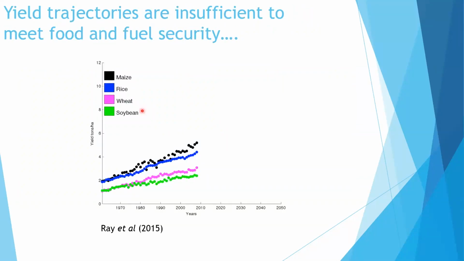So this is a problem for a couple of reasons. Firstly, we're not producing enough food right now, and it looks likely that we're not going to be able to produce enough food in the future. This figure here is showing the increase in harvestable yield of four of our most important crop species since the Green Revolution in the 1960s.